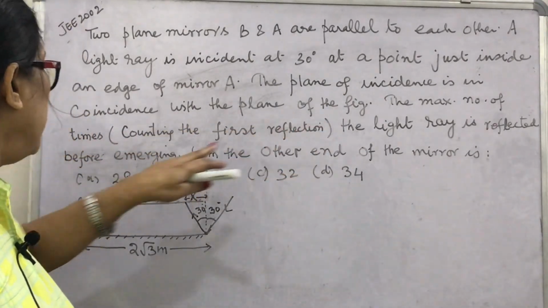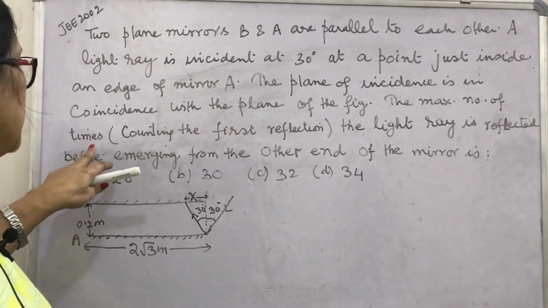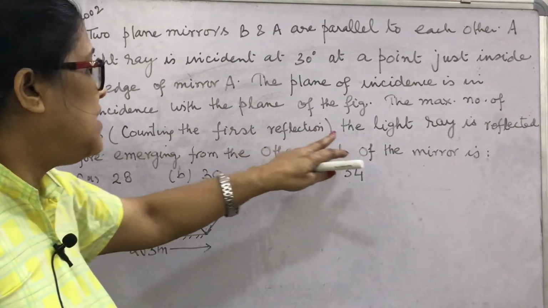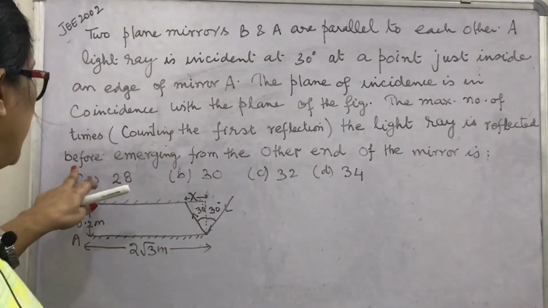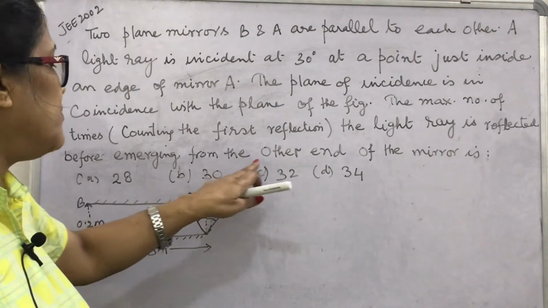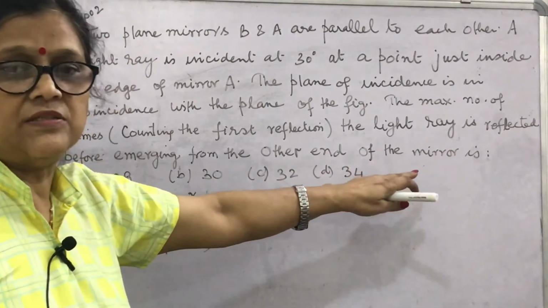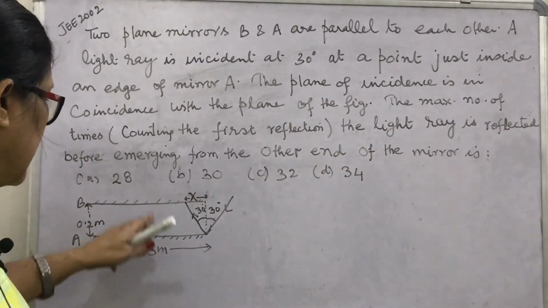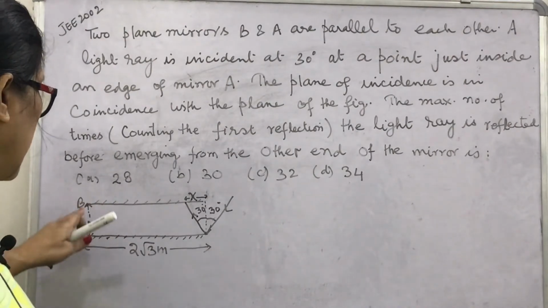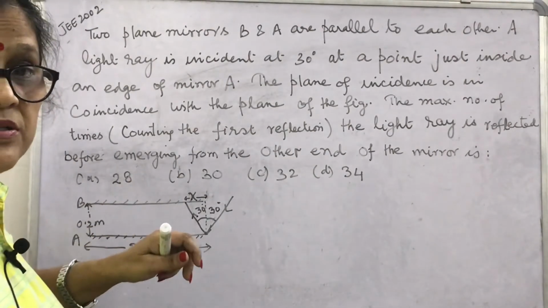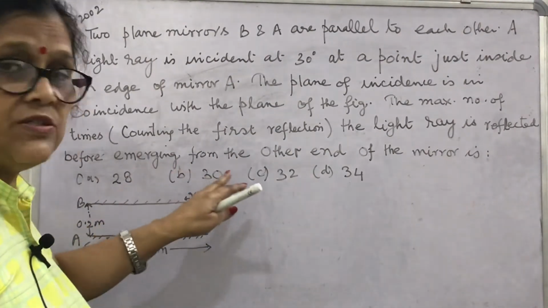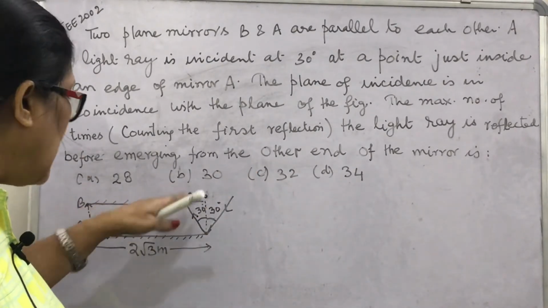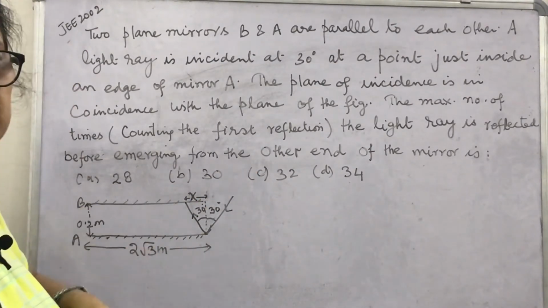The maximum number of times, counting the first reflection, the light ray is reflected before emerging from the other end of the mirror is... That means after multiple reflections, the light ray will emerge out. Then how many reflections? You have to give the answer of how many reflections will take place.